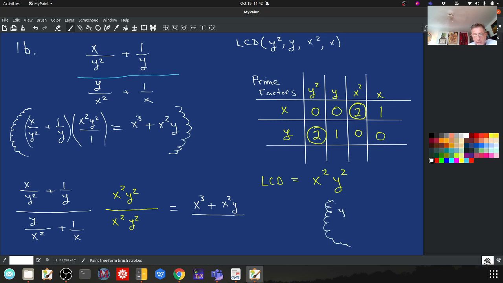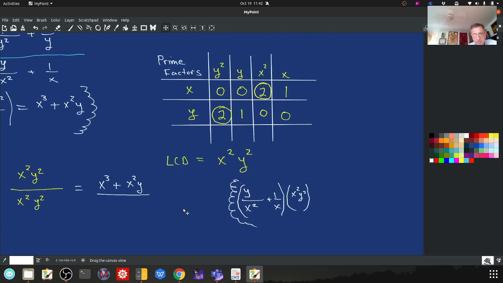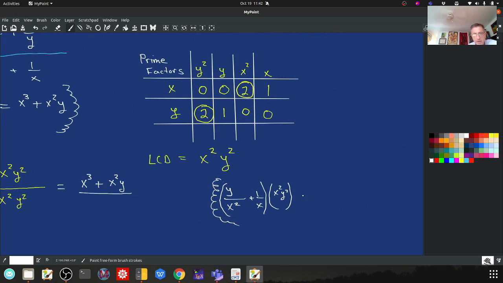So I have y over x squared plus 1 over x, in parentheses, times x squared y squared. I'm going to move over and give myself some more digital writing space. I'm going to challenge you to try to figure out what this is before I do it, and that's how you learn. So y divided by x squared times x squared y squared. Well, the x squares cancel out, and all I have is y times y squared. So that gives me y cubed.